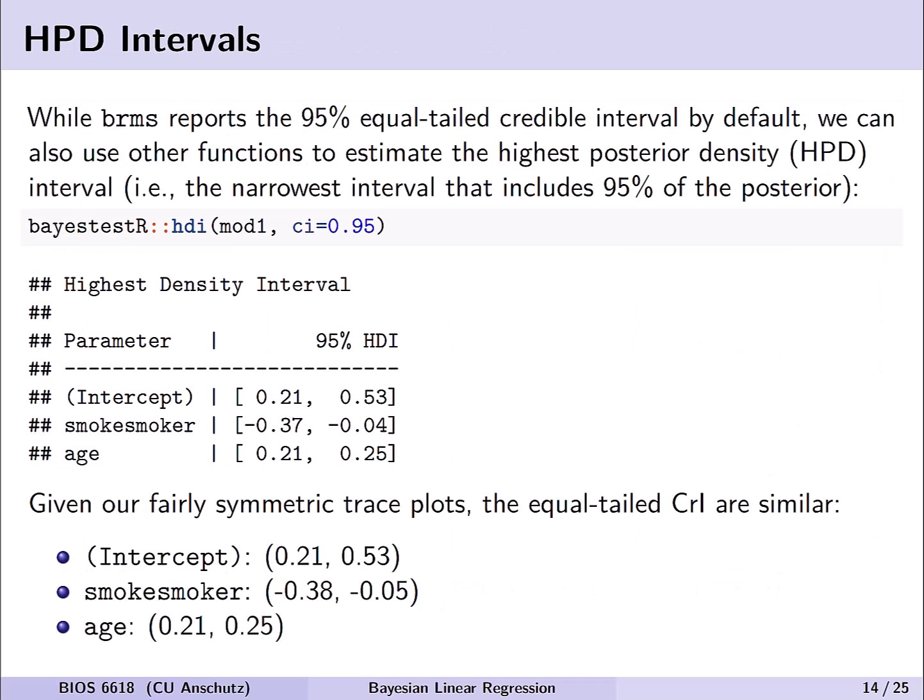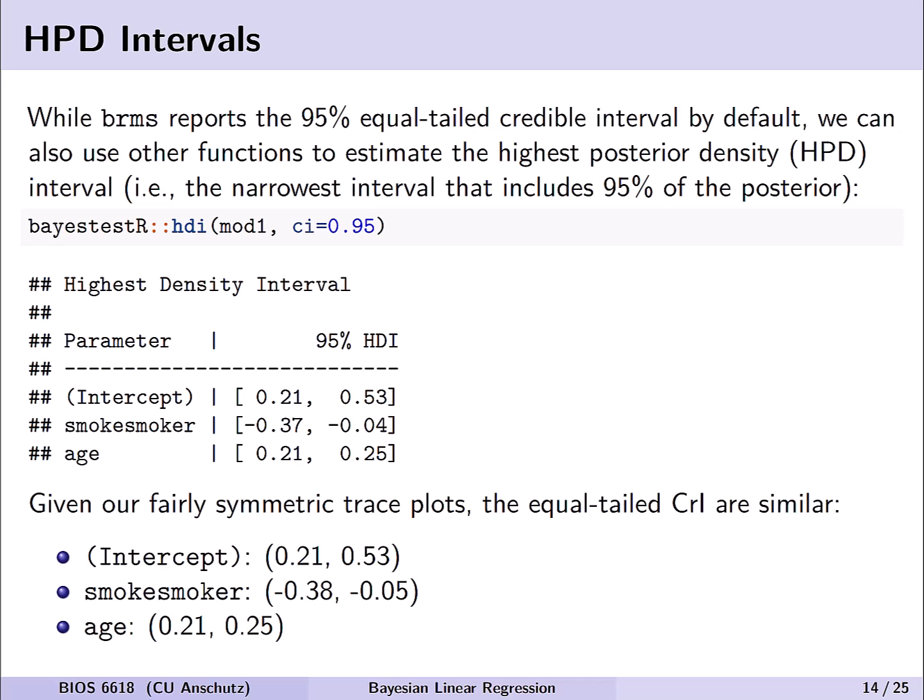As mentioned, the output for brms with the summary function shows the equal-tailed credible intervals. Now instead we may want other summaries such as the highest posterior density or HPD interval. In other words, that's the narrowest interval that will include 95% of the posterior. The advantage here is that we'll always include the mode, but it doesn't necessarily include the same interval or range as those equal-tailed credible intervals, especially if we don't have a symmetric posterior.